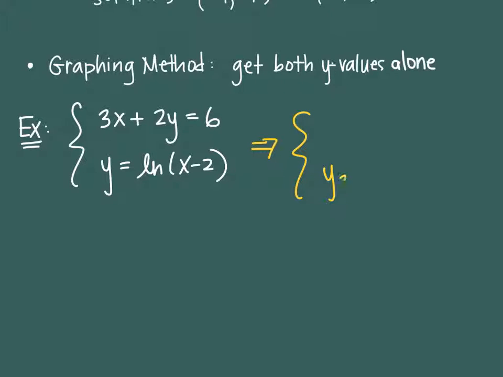So the y2 is fine the way it is. ln of x minus 2 is just fine. But in the top equation, I'm going to have to get my y alone. So what should I do?